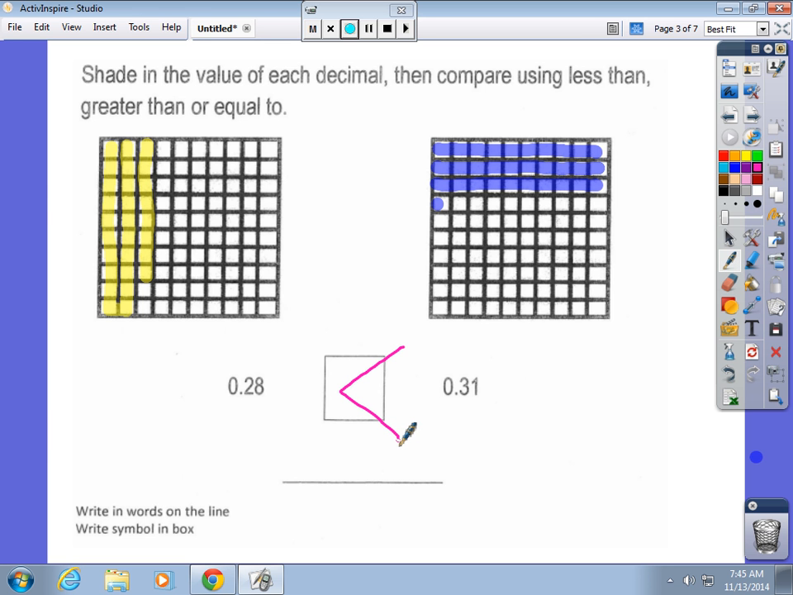We have to write in words on the line. Our symbol, I think I misspoke. 28 hundredths is less than 31 hundredths. The correct words to write on the line are less than. Less than. Very good.